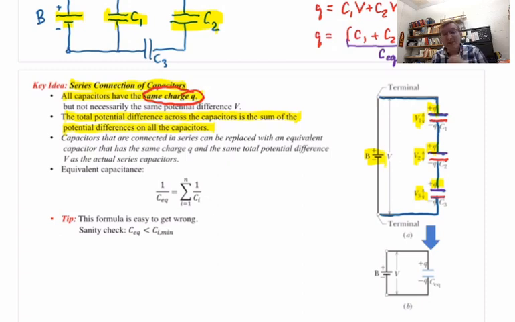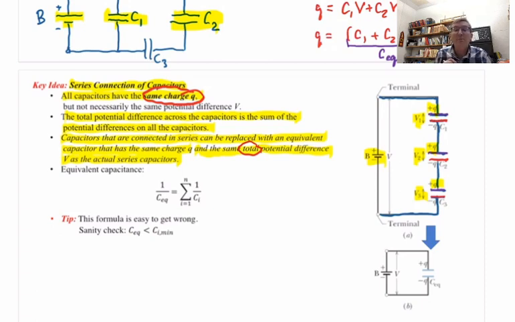So what we can do is replace those three capacitors in series with one equivalent capacitance. The capacitors that are connected in series can be replaced with an equivalent capacitance that has the same charge Q as all of them and the same total potential difference V as the actual series. Let's write down the formulas for those V's. I'll do it over the side. I'll just apply Q equals CV for each capacitor.